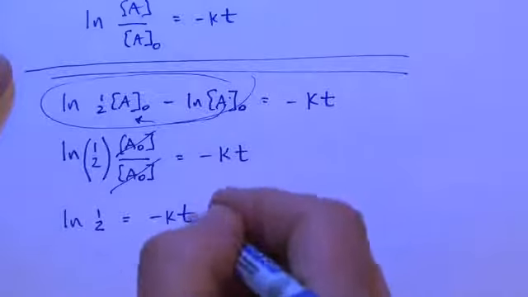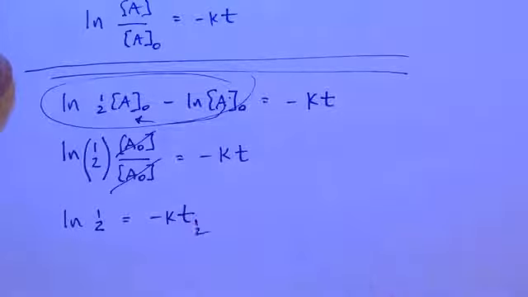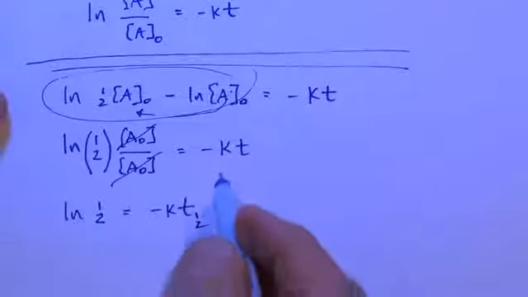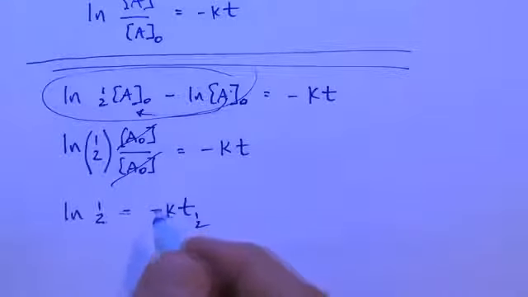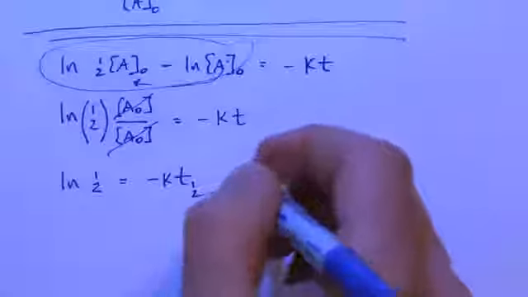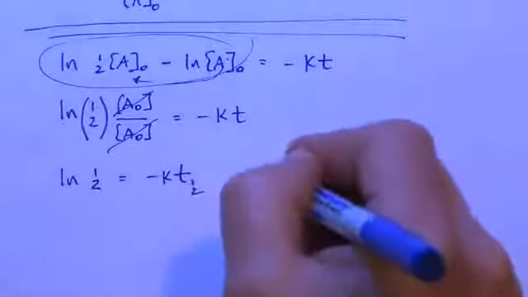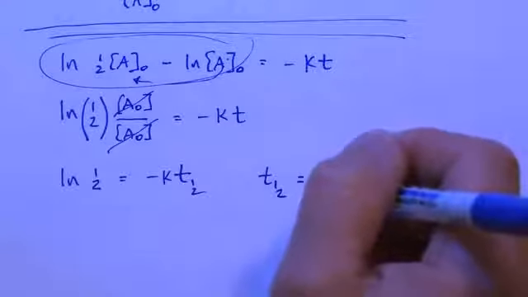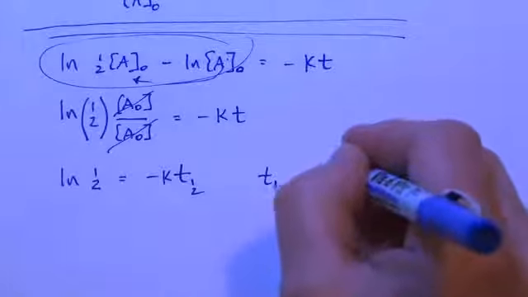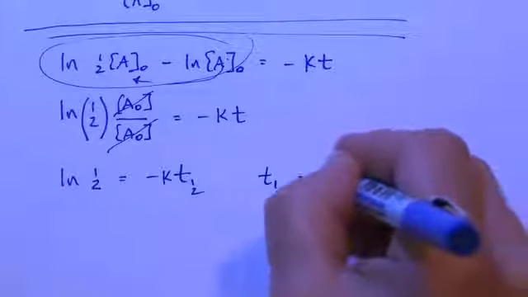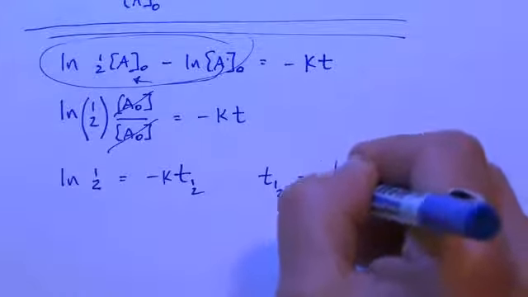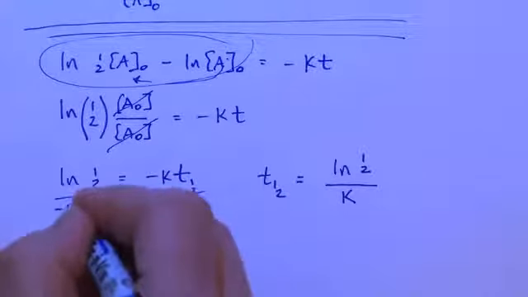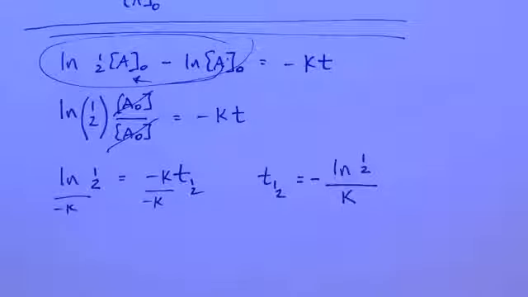And solving this for t, which I'm going to call t 1/2 because it's the time that it takes to get to 1/2 the original amount, I'll now end up with t 1/2 is equal to the natural log of 1/2 divided by k, and I'll divide both sides by negative k here, so I've got to remember my negative sign right here.